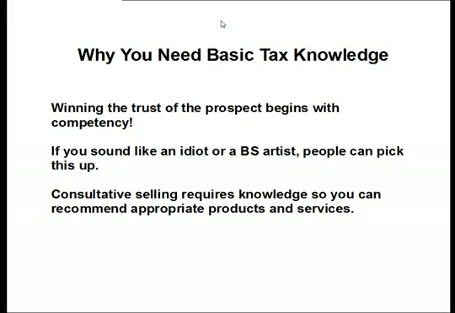Even more importantly, for the sales professional that is responsible for closing, the fact of the matter is that if you're doing a proper needs analysis with a prospect, you have to have tax knowledge. That's just not negotiable. Proper needs analysis, what I call consultative selling, requires proper tax knowledge so that you can recommend the appropriate products and services to your prospect.